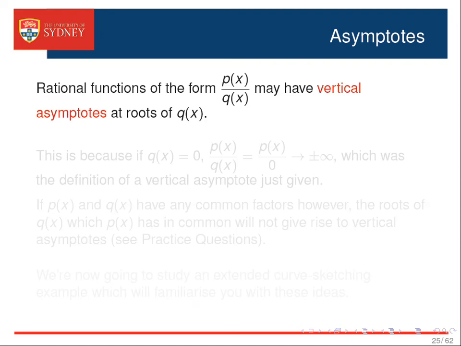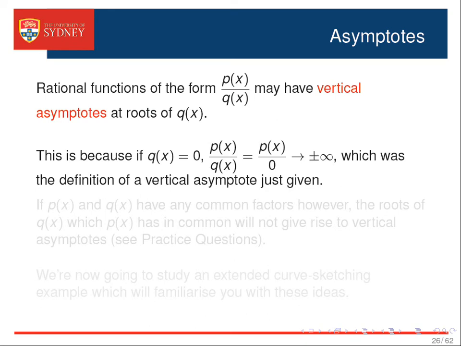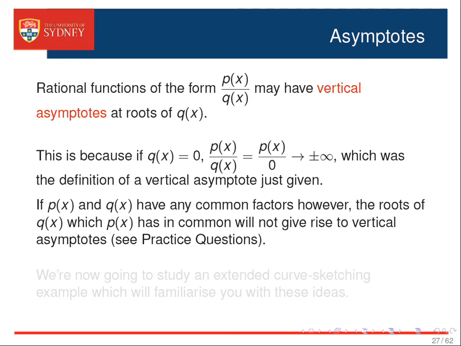Rational functions may, but do not necessarily, have vertical asymptotes at the roots of their denominator. This is because if q of x is 0, p of x on q of x is p of x on 0, which may tend to infinity or negative infinity, as given in our definition of a vertical asymptote. If p of x and q of x have common factors, these factors cancel out, so will not give rise to asymptotes. The function is still undefined at these points.